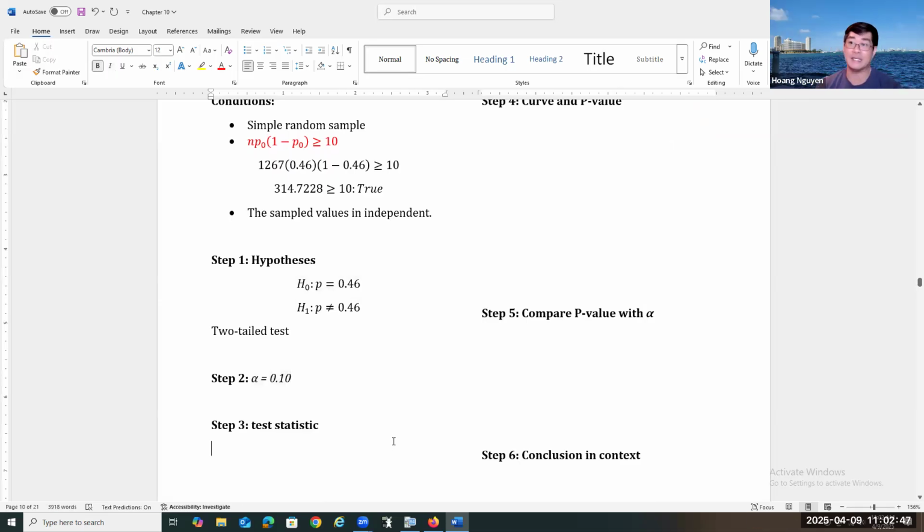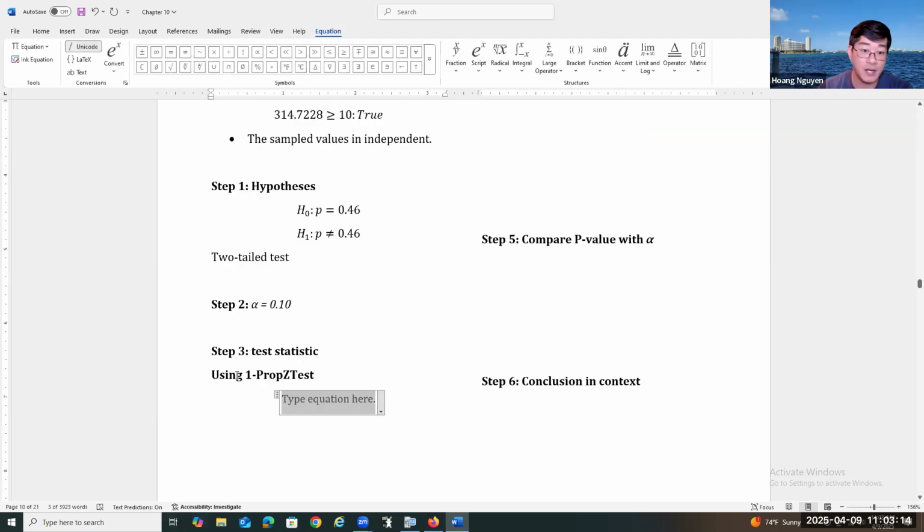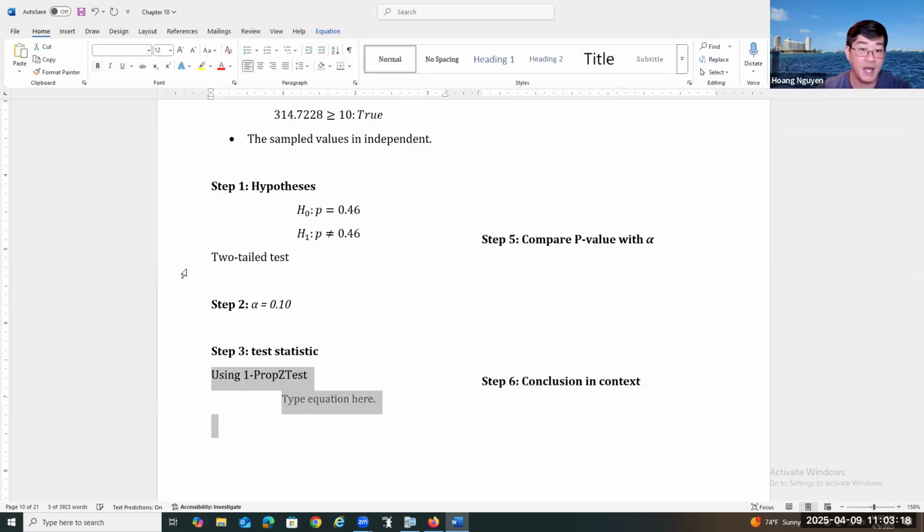Now, step number 3. You might use the formula to calculate the test statistic, or if you want to use the shortcut to get the answer for the test statistic, then that's totally fine. For those of you who want to use the shortcut for step number 3, make sure that you mention the name of the shortcut, the 1 proportion z-test. After you mention the shortcut that you use for the calculation of the test statistic, you have to give me the values that you use for the calculation.